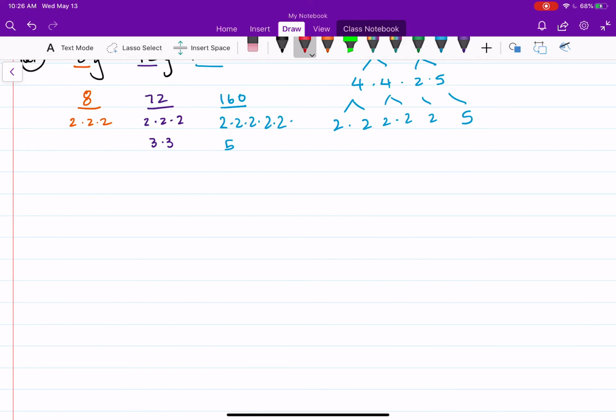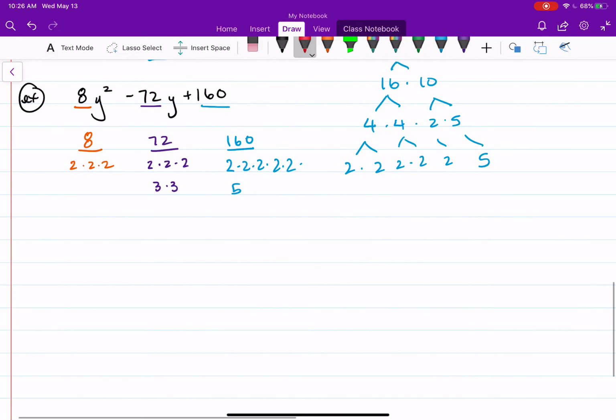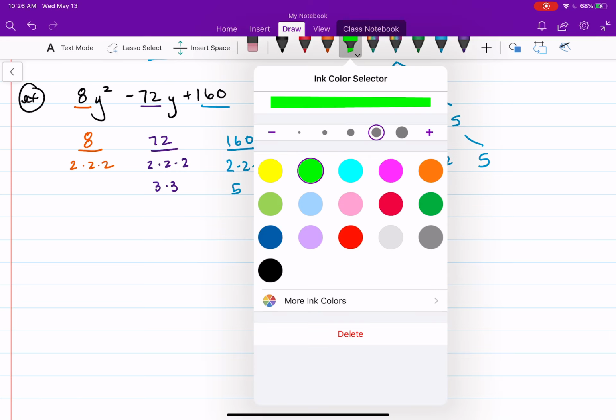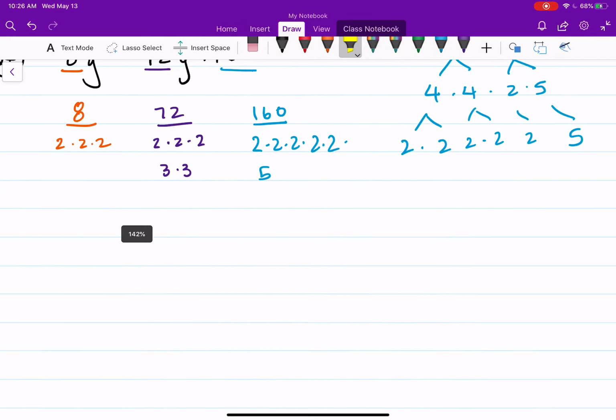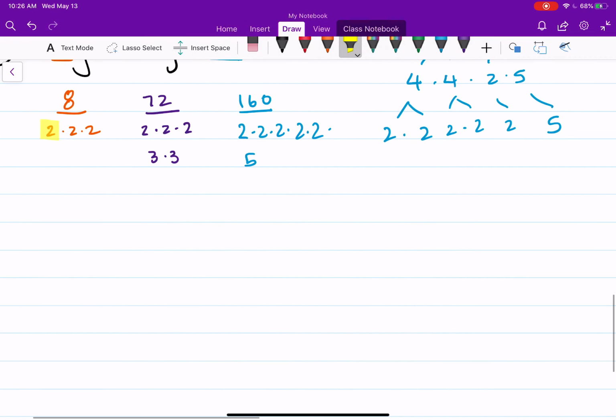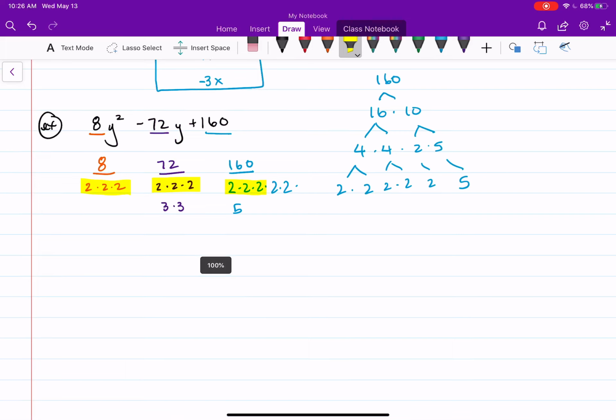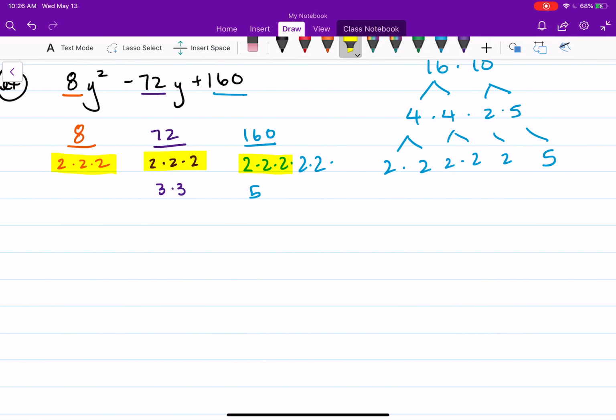So my question is, what's in common in all three? Okay, so this has three twos, and this has three twos, and this has three twos. There's nothing else that's in common. So this is where I'm buying stuff for the triplets. That's GCF. So I got 8. 2 times 2 times 2 is 8. So 8 is my GCF.